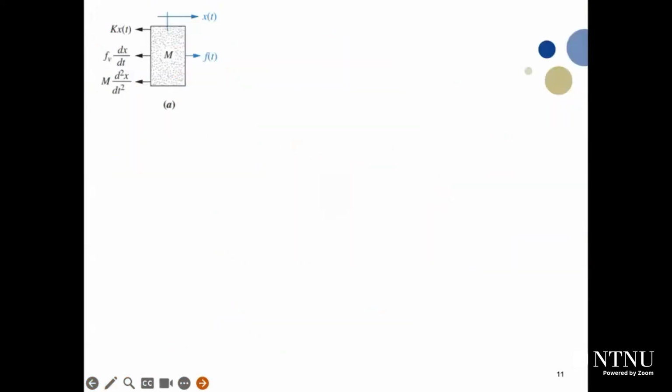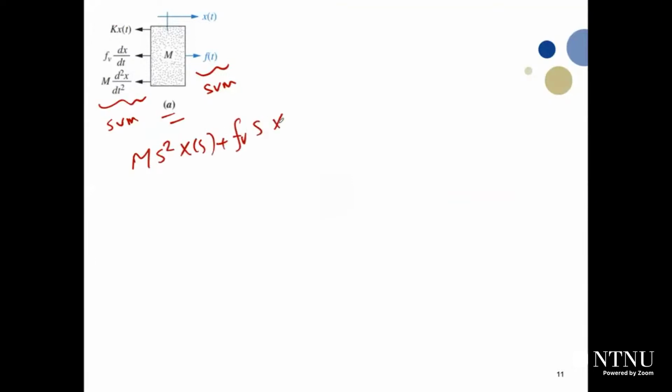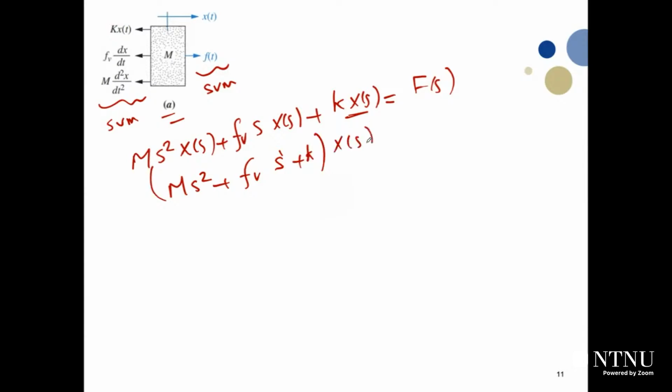We can take a more complex example. So one more time here, if you want to solve it one more time, the sum of forces here will equal the summation of forces acting on that side. This one should be equal to this one. So it will be m s square x of s plus fv s x of s. You just put it in the s domain directly, plus kx of s equal f of s. Take x of s as a common factor. So it will be ms squared plus fv s plus k all multiplied by x of s equal f of s. We need to get the transfer function.